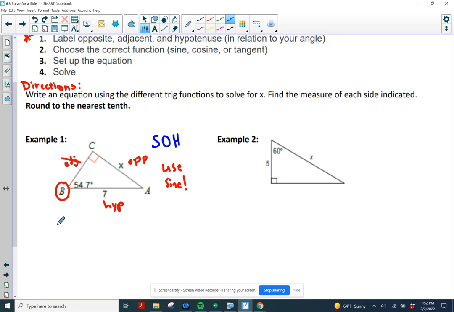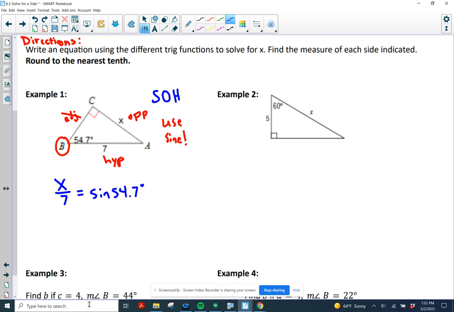All right. Let's set up our equation, which is the next step. So opposite over hypotenuse. That ratio is the sine of my angle 54.7 degrees. You can put the degree symbol on there or not. It's kind of up to you. How do we solve that for x? Well, what I want you to think about is, to get the x by itself, I really just need to move the 7. See that 7 right there in the denominator? I need to move that 7. So we need to ask ourselves, how do we undo division by 7? Well, we multiply by 7.